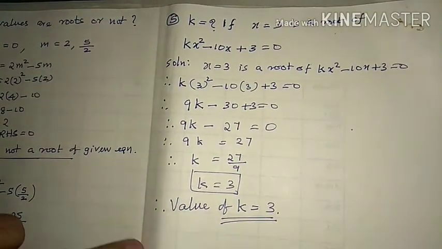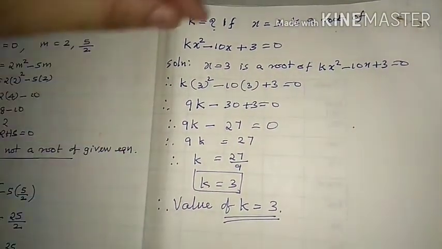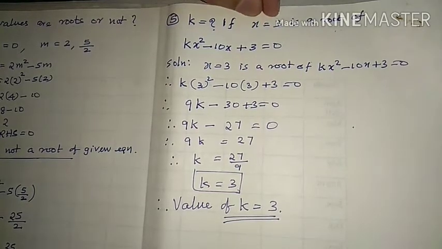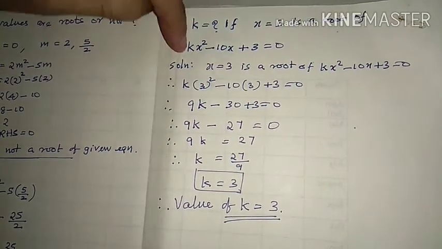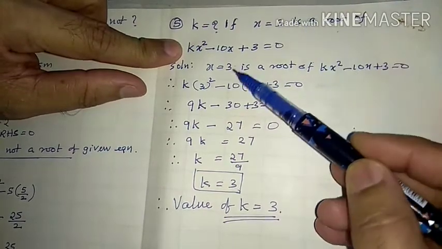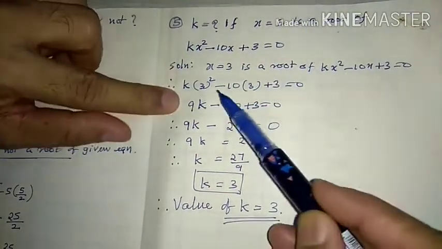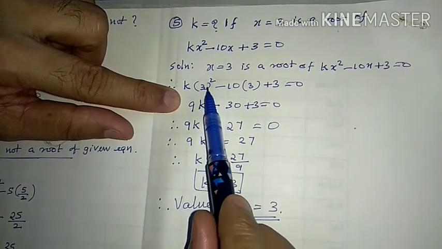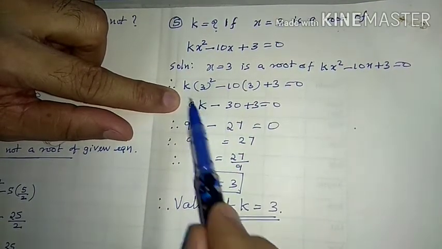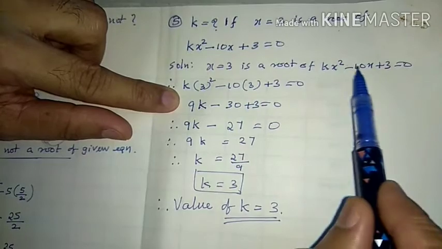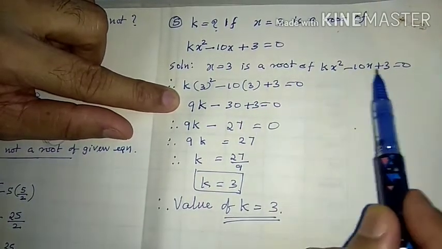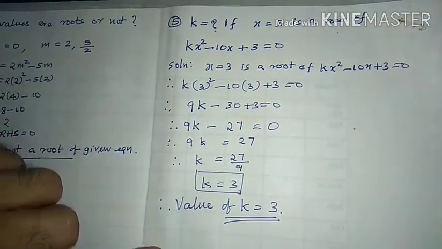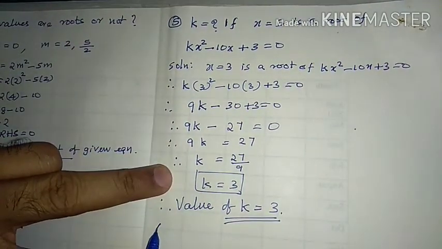Agreed? This is also very easy. Just substitute. X is given as a particular value 3. It is a root of this equation. So we put the value of x in the given equation. Then simplify. Value of 3 square, 9 into this k here. 3 into 10, 30 plus 3 equal to 0. Then simplify, you are getting it. It's an easy question. Please do this.